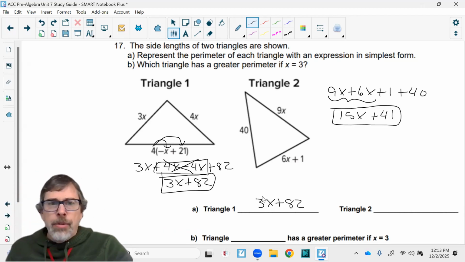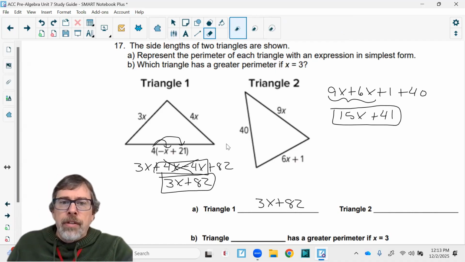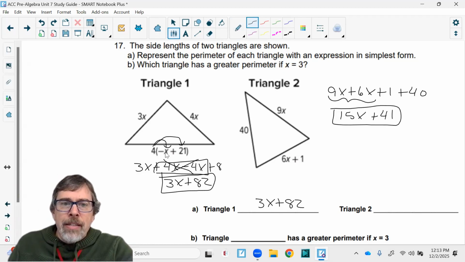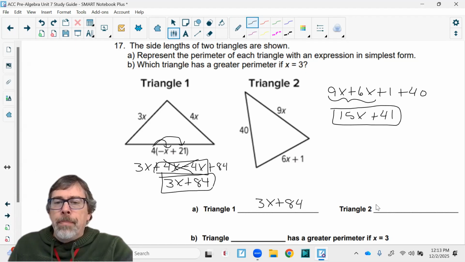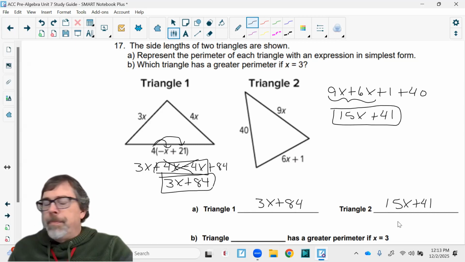Okay. Is it 82 or 84? It is 84, my fault. I just glimpsed at my key that I made earlier. I made a mistake here. Let me go back. 4 times negative x is negative 4x. That's fine. But 4 times 21 is 84, not 82. I apologize for that. This is 3x plus 84. Now I need to change my answer here. Okay, 3x plus 84. This is 15x plus 41.